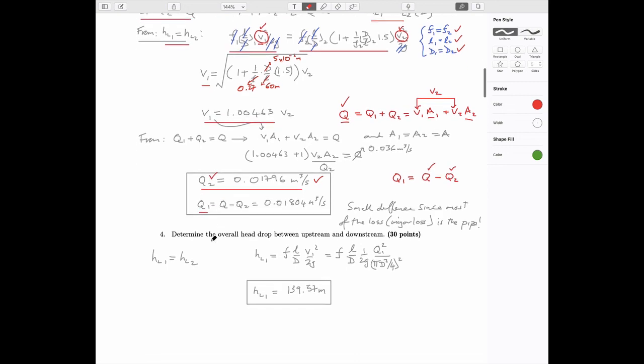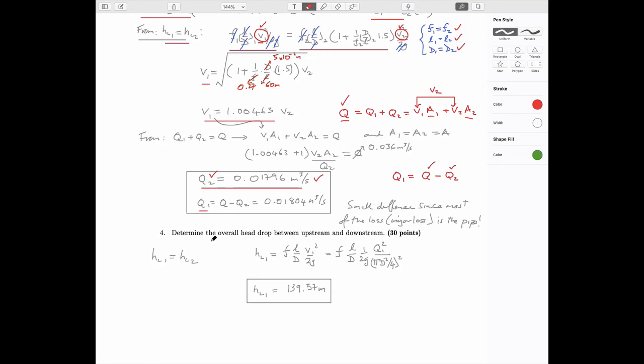So it's just a matter of solving that expression. And finally, if we want to calculate what the head loss between upstream and downstream is, we can just use either one of the circuits, either the upstream or the downstream. They should be the same as each other, and calculate exactly what the head loss is coming out of the system.